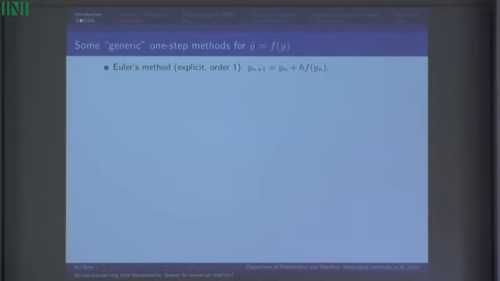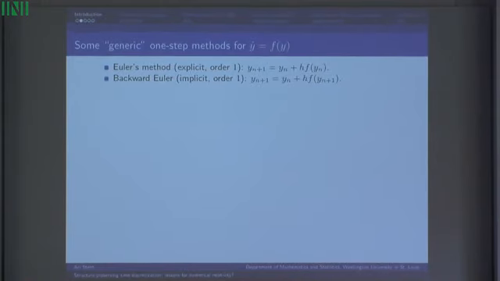So let me give a quick tour of what some of these generic one-step methods look like. One of the oldest is Euler's method, which is written here. This is an explicit method, because I actually have a formula for y_{n+1} in terms of y_n. And it has order 1, meaning that if I integrate over a fixed time interval, my error is going to be O(h^1).